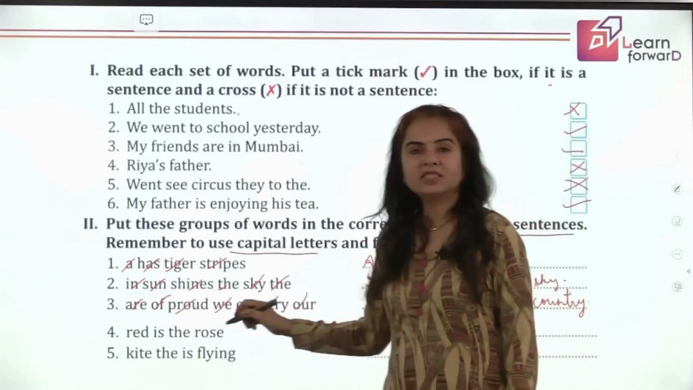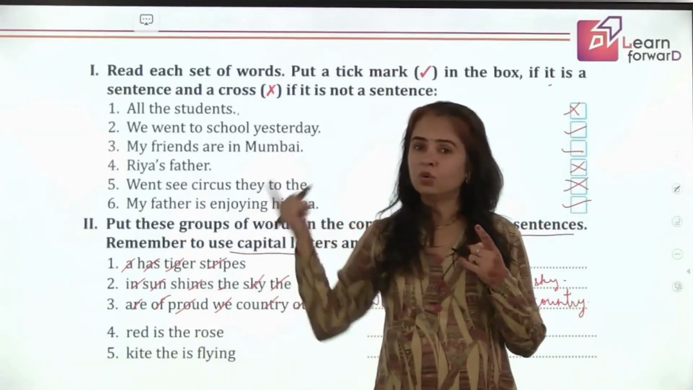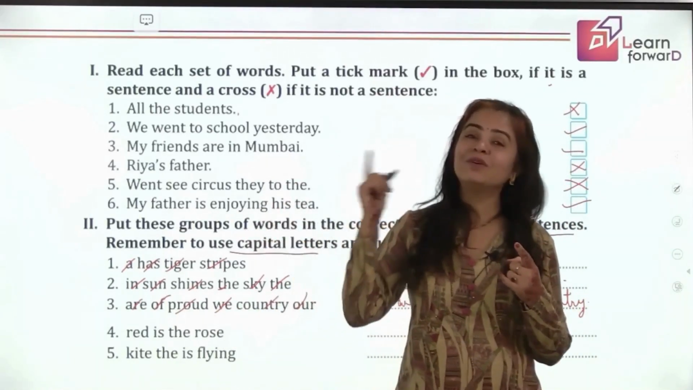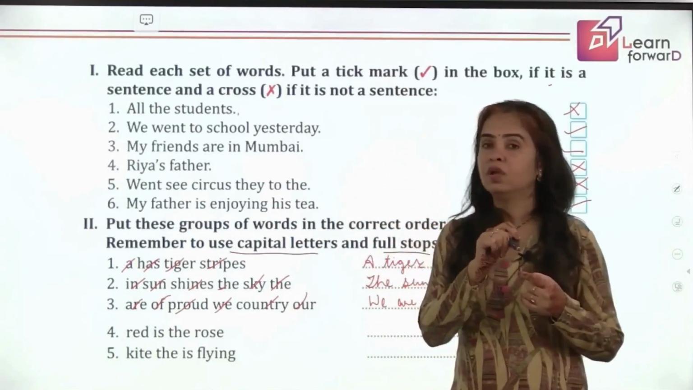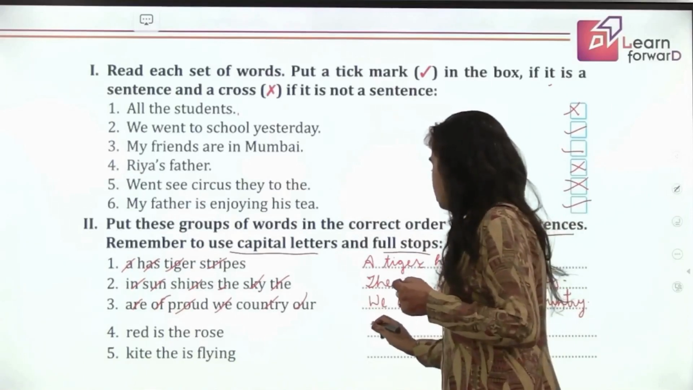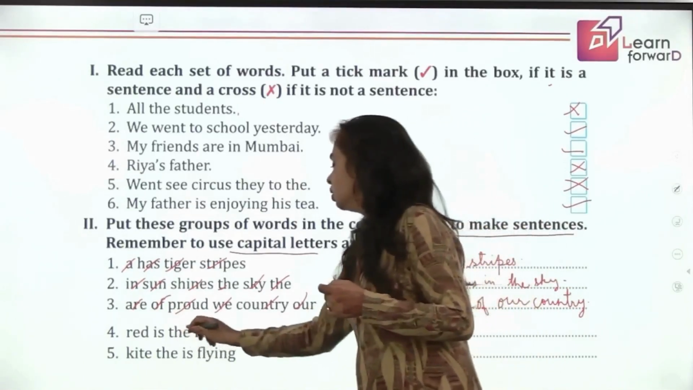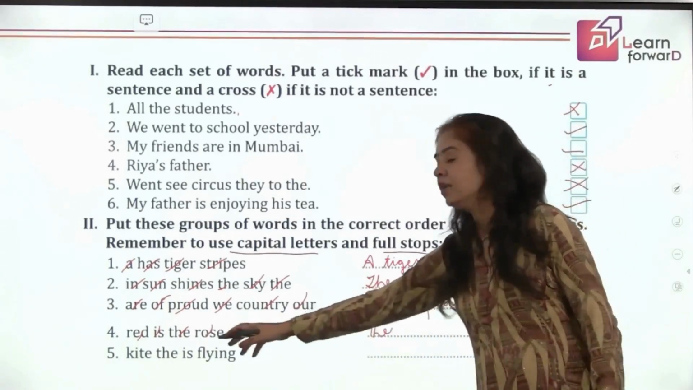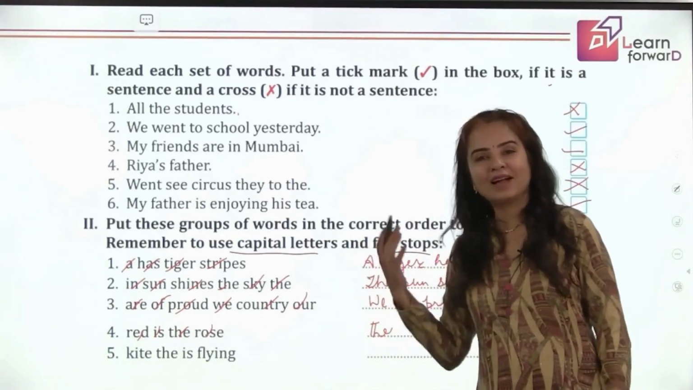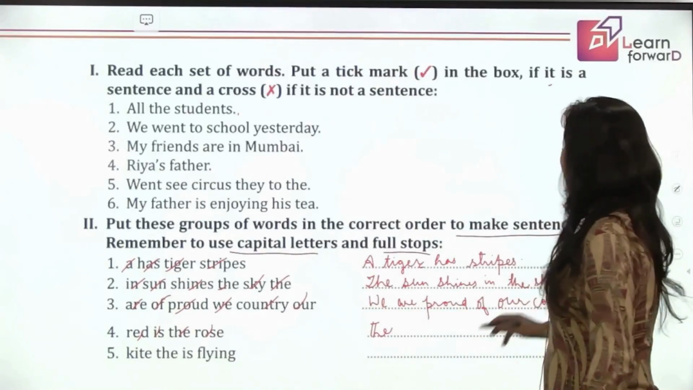Red is the rose. Is red the rose? No. The rose is red. We'll not use rose is the red. No. We do not use the before the color. So, the rose is red. I hope you can write these two. Kite, the is flying. The kite is flying. Very good. So, you have the answers.